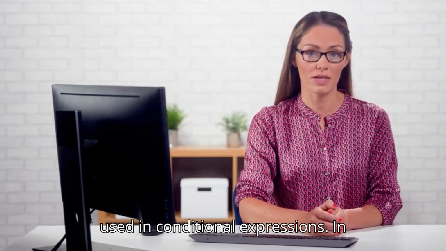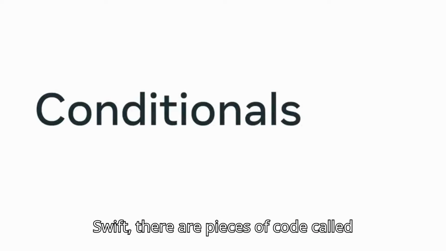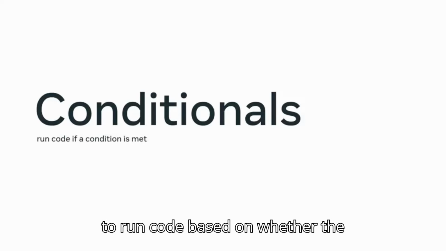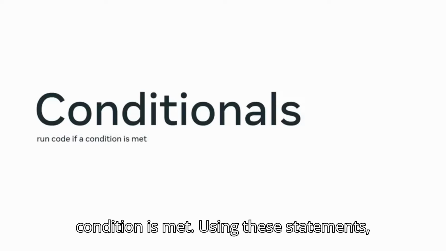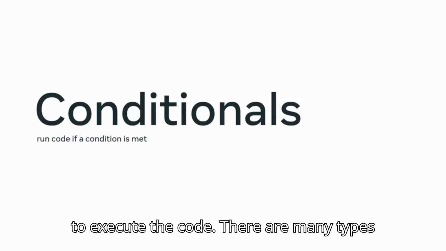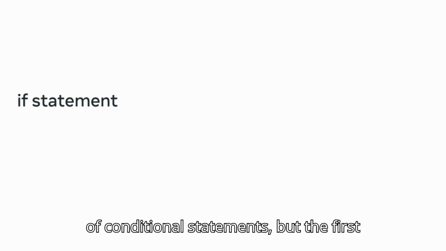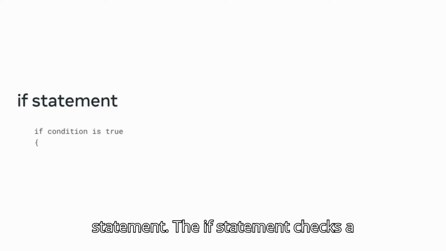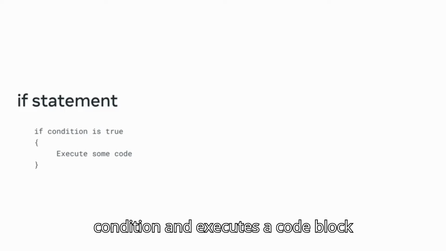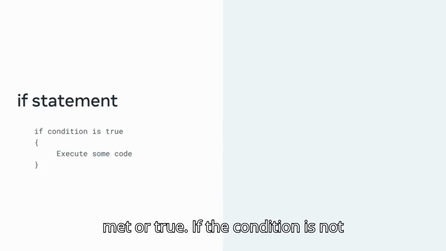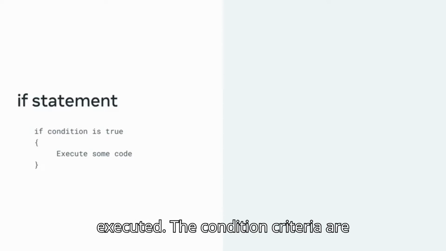In Swift, there are pieces of code called conditionals, and developers can use them to run code based on whether the condition is met. Using these statements, developers determine how they are going to execute the code. There are many types of conditional statements, but the first one you will learn about is called the if statement. The if statement checks a condition and executes a code block inside curly brackets if the condition is met or true. If the condition is not met or not true, the code is not executed.